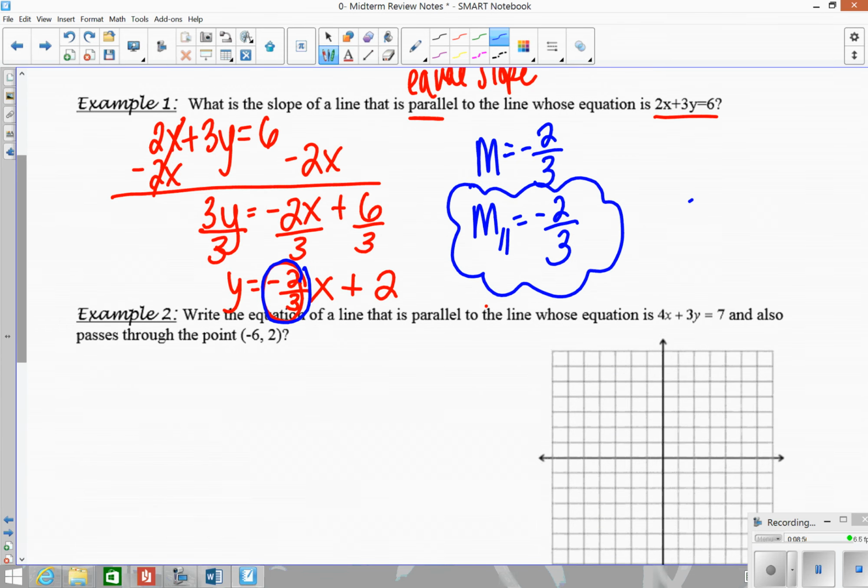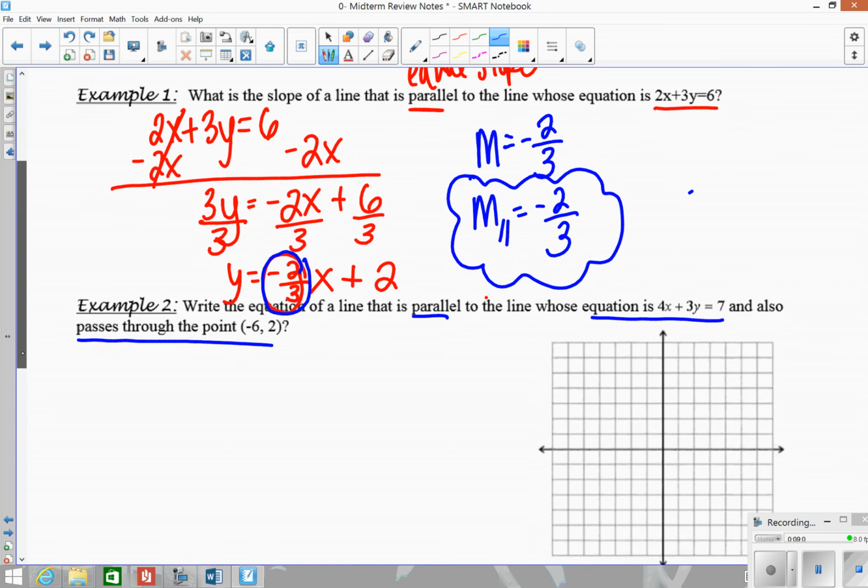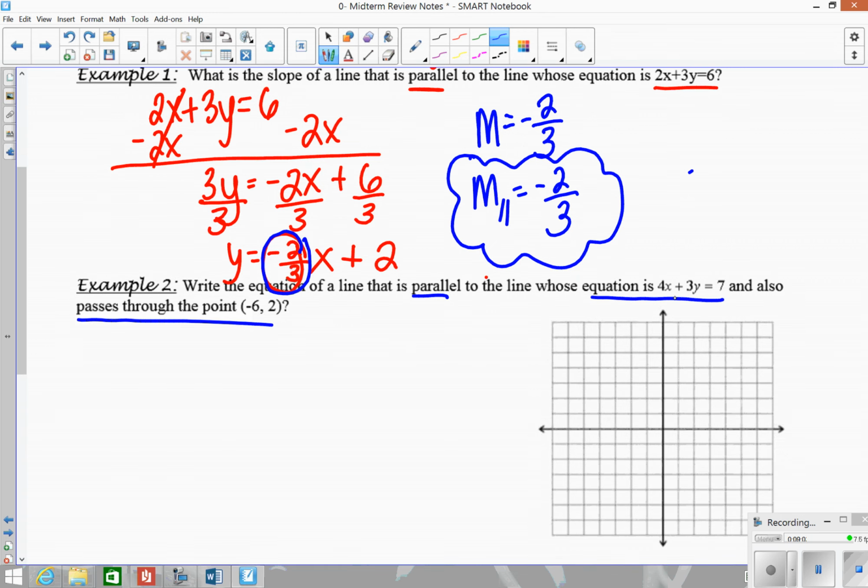Example 2 is a type of question that always comes up. So you're writing the equation of a line that is parallel to this given line, and it has to pass through this point. So the first thing you need to do is figure out the slope of this original line so that you know what your new slope has to be. And then you have to figure out the y-intercept, because if you're trying to write the equation of a line, you got to know two things, your slope and your y-intercept. So step 1 is, let's find the slope of our new line.